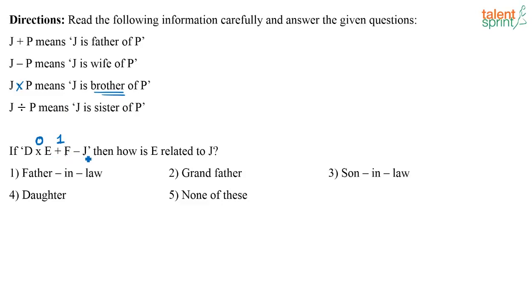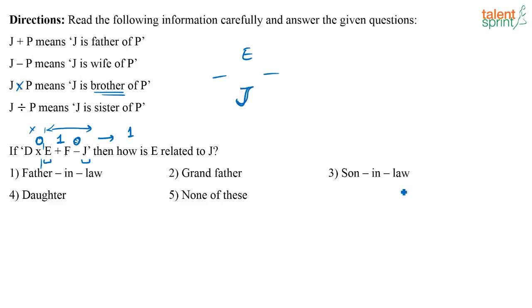Now, next F and J. If you look at F and J, J minus P means J is the wife of P. So, here F is the wife of J. So, they are in the same generation. Now, how is E related to J? What is the generation gap between E and J? Here I have 1, here I have 0. I needn't consider this part at all. I just need this part, right? So, if I look at E and J, what is the generation gap between them? It is 1, right? 1 plus 0, that is 1. So, generation gap between E and J is 1, means that E is 1 generation above J. This much I know, right? If E is in this generation, just below that generation J will come.